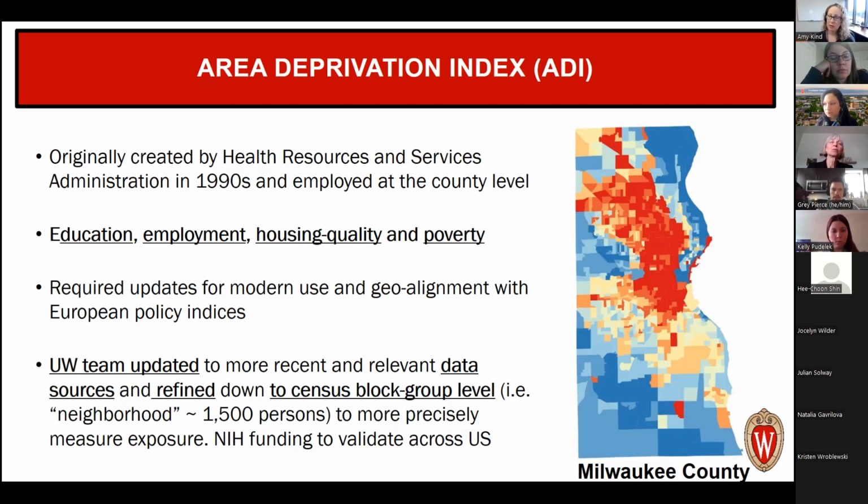So we received an R01 from the National Institute on Minority Health and Health Disparities to update this metric and to validate it with partners across the United States. And this took us a really long time. The metric had to be refined down from the county level to the census block group level. I don't have to tell this audience what those mean.